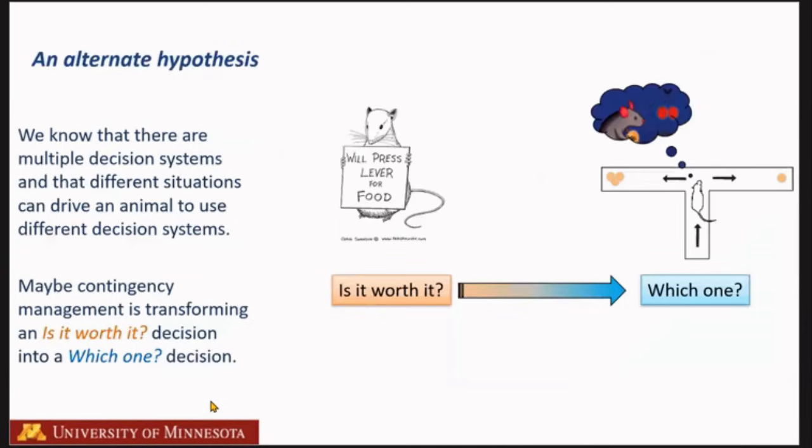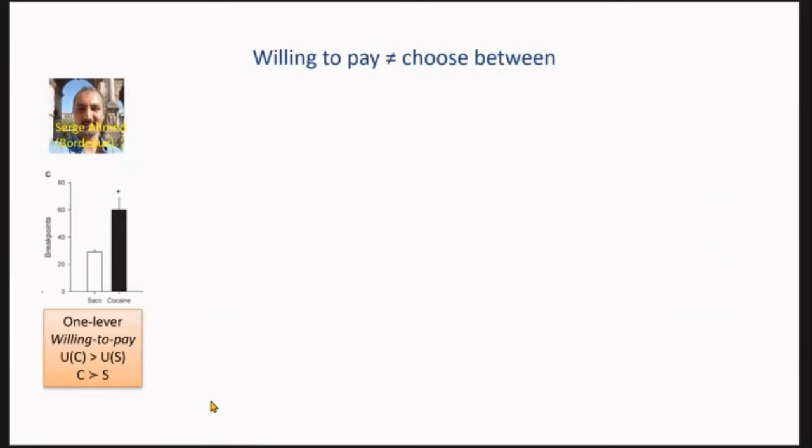And the argument we're going to make is that it's shifting it from an is it worth it decision into a which one decision. And I want to point out that we've known for a long time that willing to pay and choose between can give you preference reversal. So Serge Ahmed, for example, who works with rats, he's the professor in the University of Bordeaux in France, has trained, for example, rats to push a lever to either get saccharin, which is sweet, or cocaine, which is, of course, a drug of abuse.